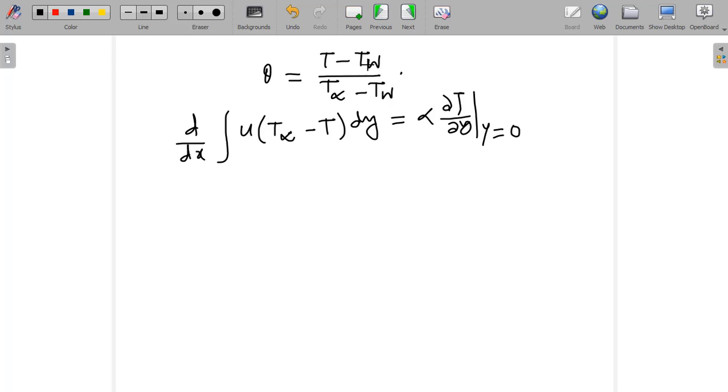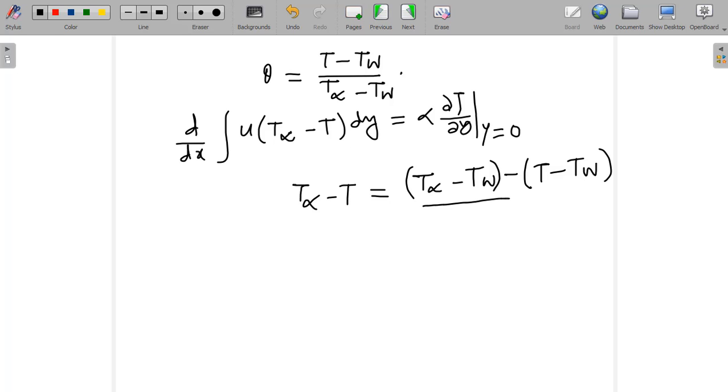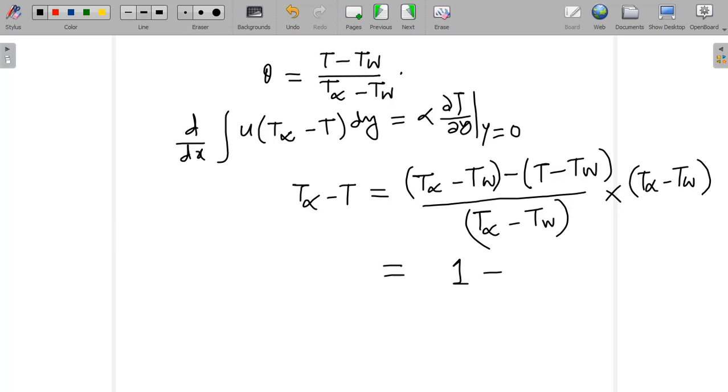Now it is clear that we can write T infinity minus T as T infinity minus T wall minus within bracket (T minus T wall). Okay, so that is T infinity minus T. Now we divide this quantity by T infinity minus T wall and multiply by the same T infinity minus T wall, so it will remain the same. Now this quantity is nothing but 1 minus theta, into T infinity minus T wall. So this bracketed term you can understand is nothing but 1 minus theta into a constant quantity, which is T infinity minus T wall, that can be taken out of this integration and differentiation.